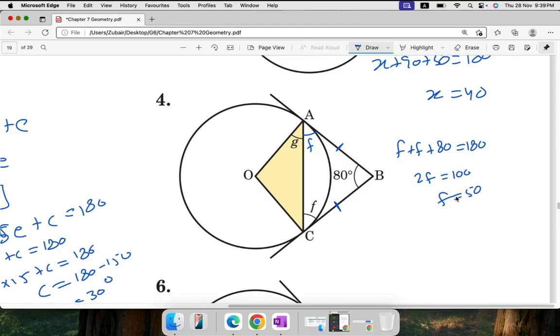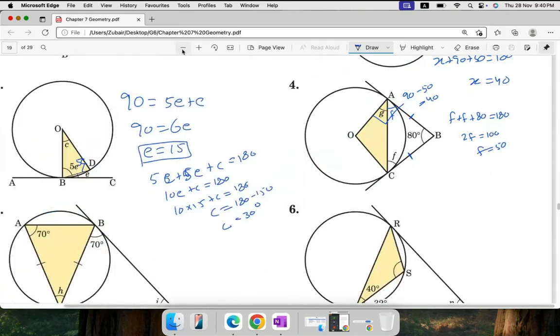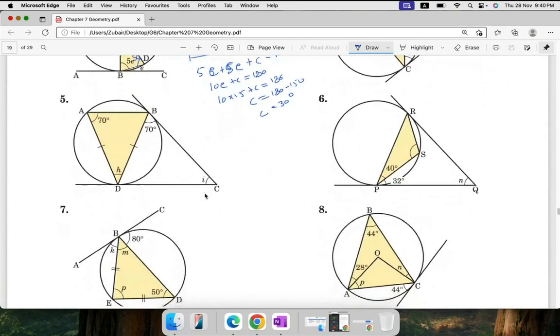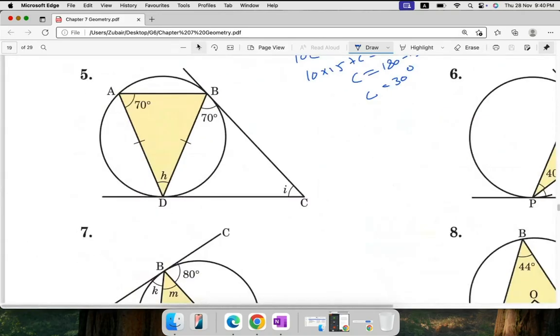Sir, but for G, how will we find G now? And then this complete angle is 90. So 90 minus 50 is equal to 40. Try question number 5.